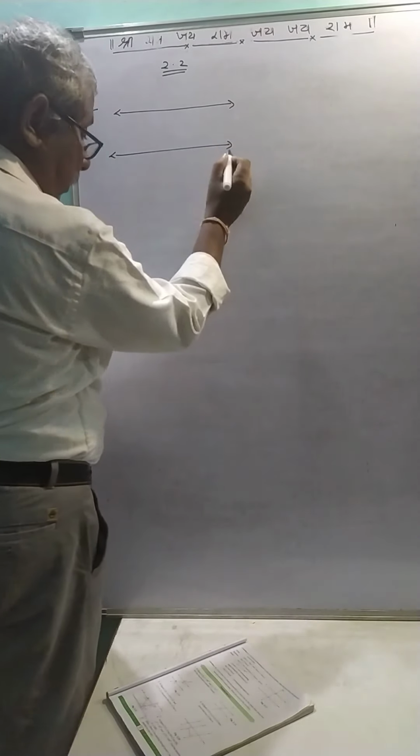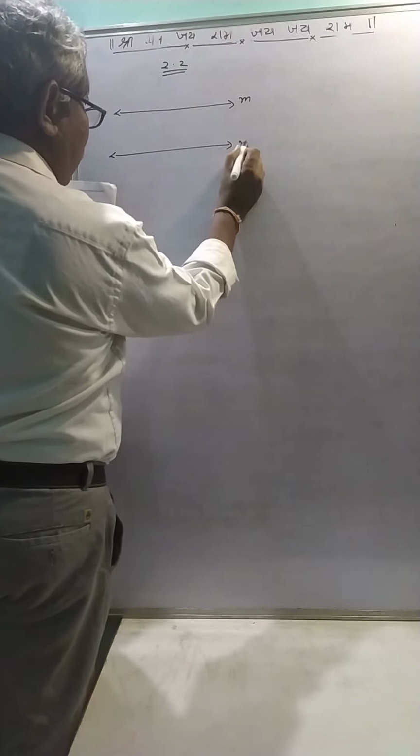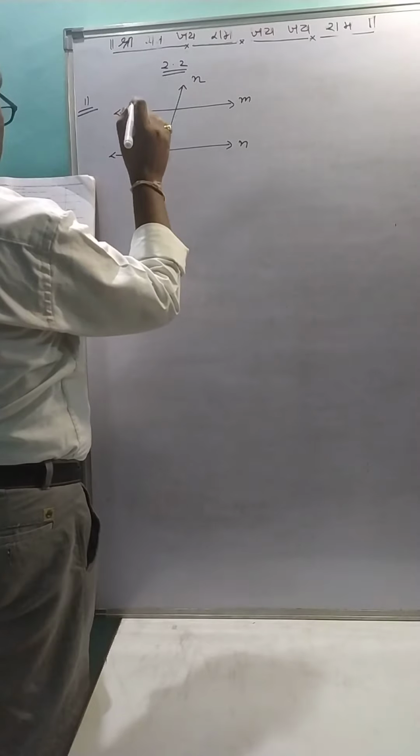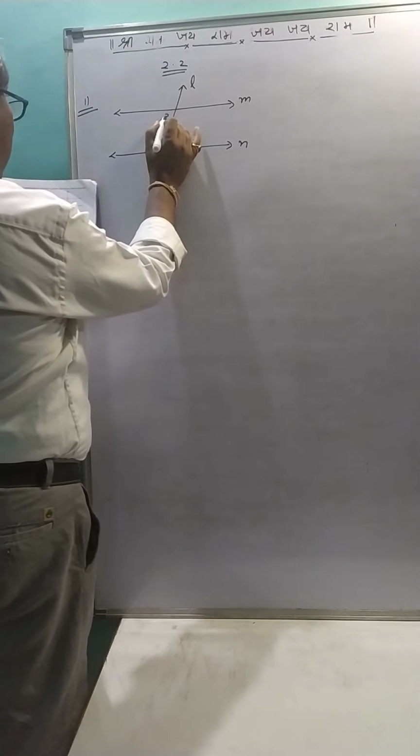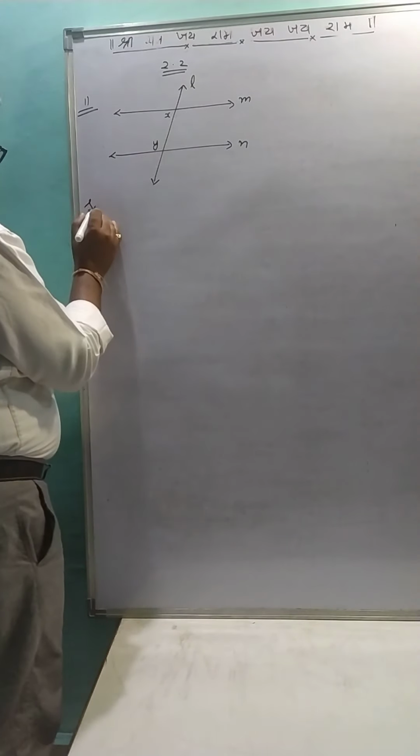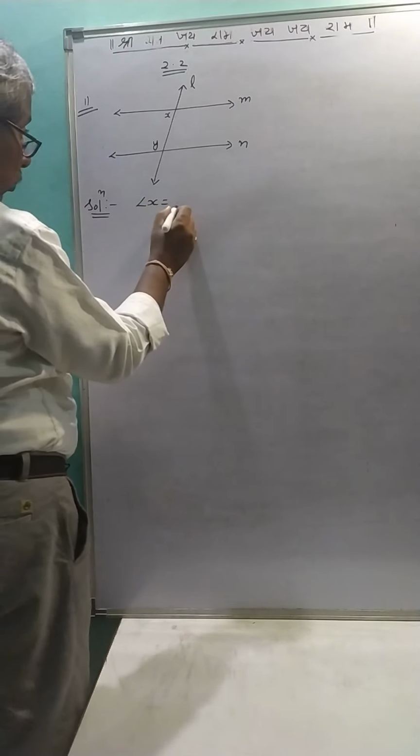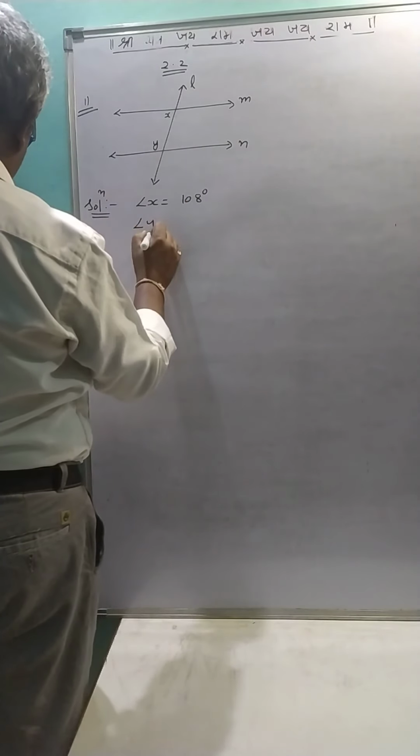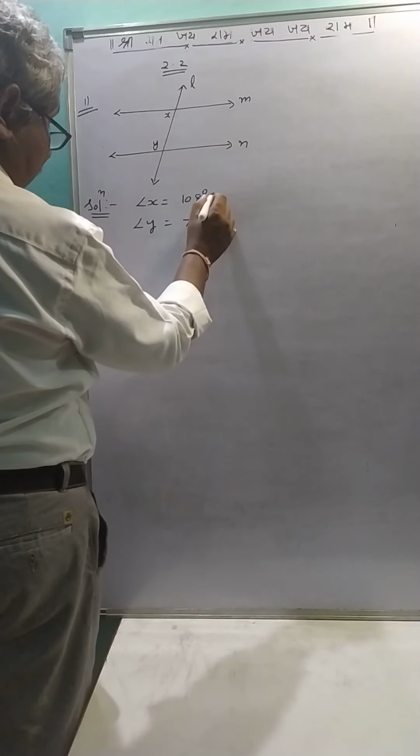these two lines are M and N, and L is the transversal. Here x and y. Now solutions. Angle x is equal to 108 degrees and angle y is equal to 71 degrees. This is the given.